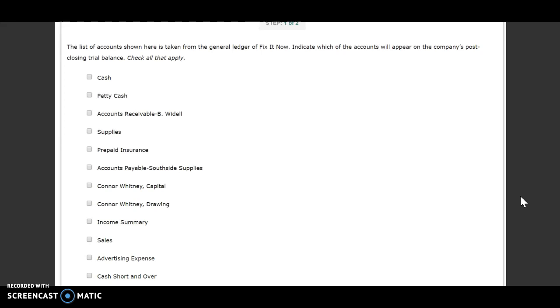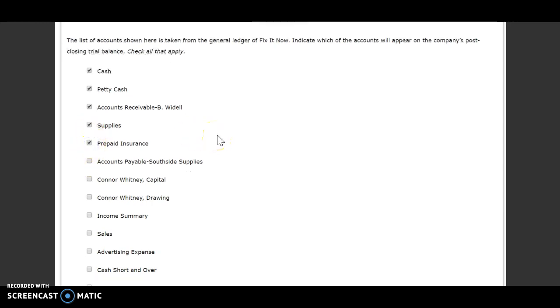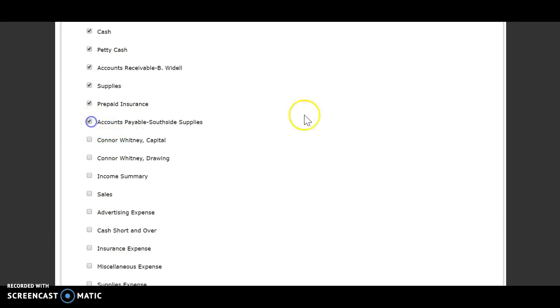So remember, our post-closing trial balance is going to be all of our permanent accounts. Our permanent accounts are going to be our assets, liabilities, and owner's equity. So cash is an asset, petty cash is an asset, accounts receivable, supplies, and prepaid insurance are all assets. Accounts payable is a liability. Our owner's equity is going to be capital.